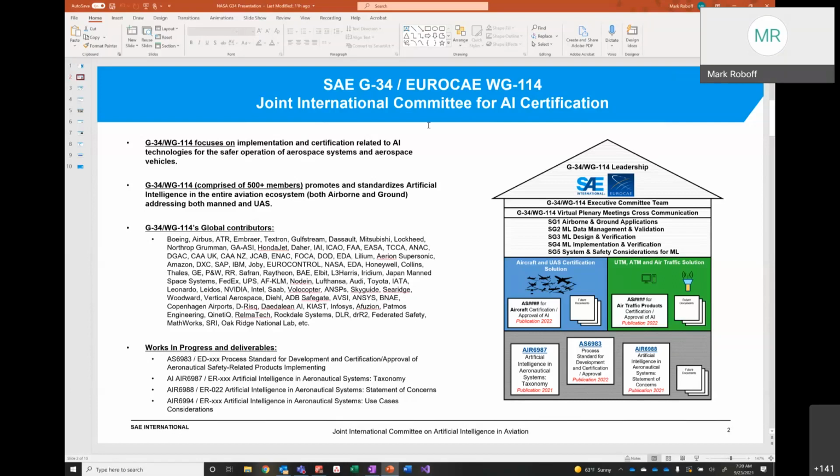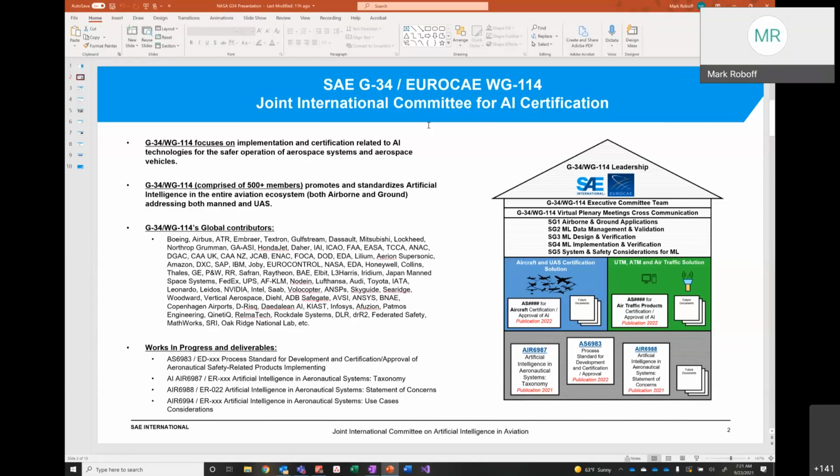In support of that, we have released already an AIR, which is a gap analysis against current standards, detailing why you can't leverage current standards like ARP 4754 or DO 178C to certify AI. And it's a statement of concerns, outlining what needs to be addressed in order to put together a framework that will allow for the demonstration of a safe and trustworthy system, such that it can be certified.